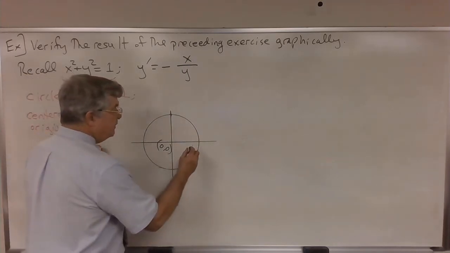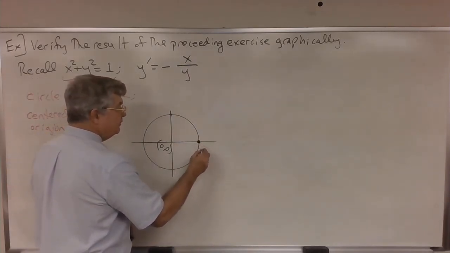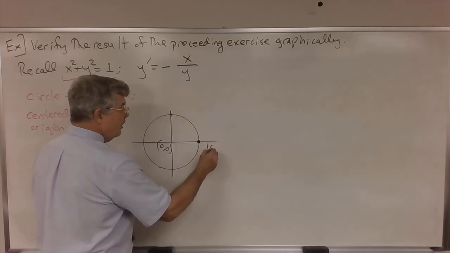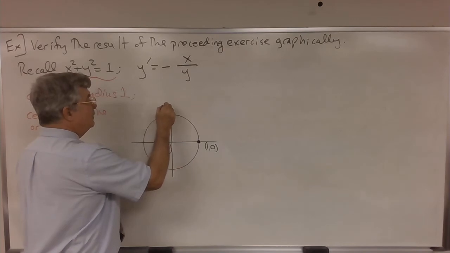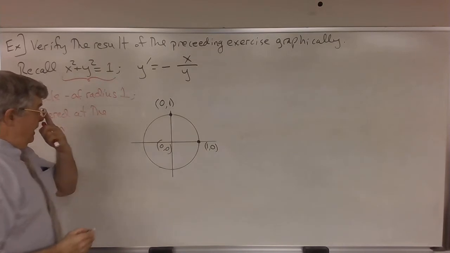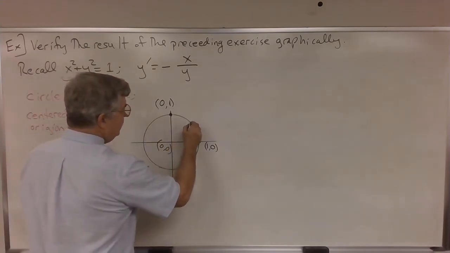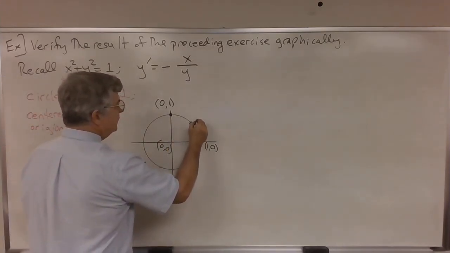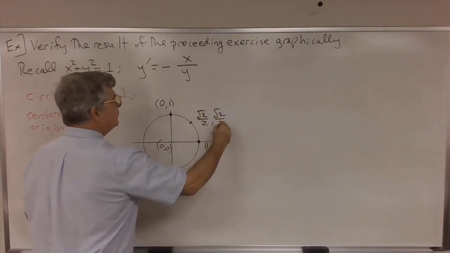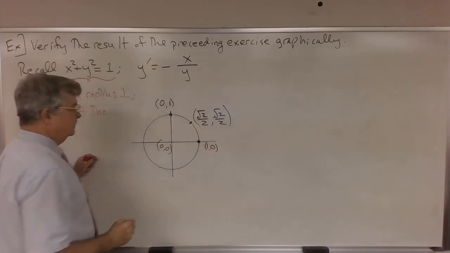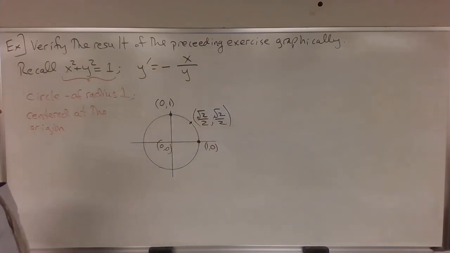And let me just write a few key points down here. This is x equal 1, y equals 0. And this is y equal 1, x equals 0. And let's see, 45-degree angle right here. This is x equals square root of 2 over 2, y equals square root of 2 over 2. Let's just concentrate on those points.